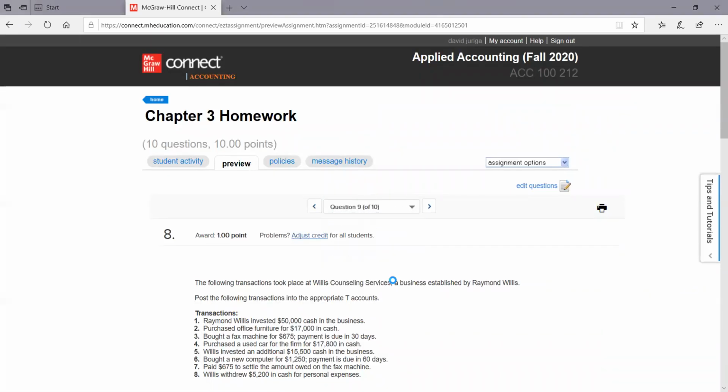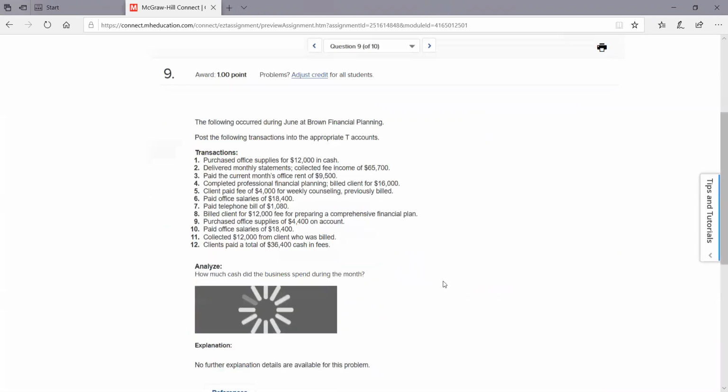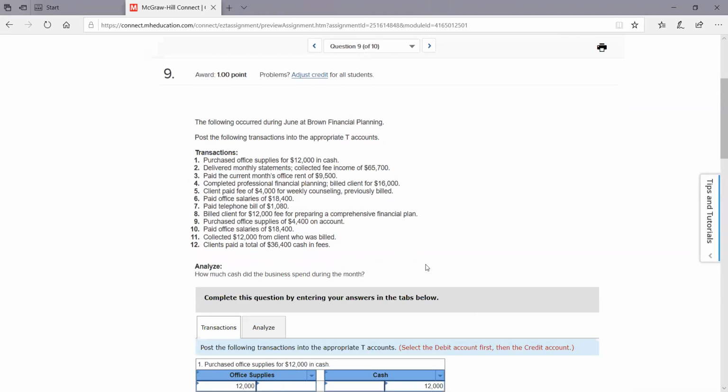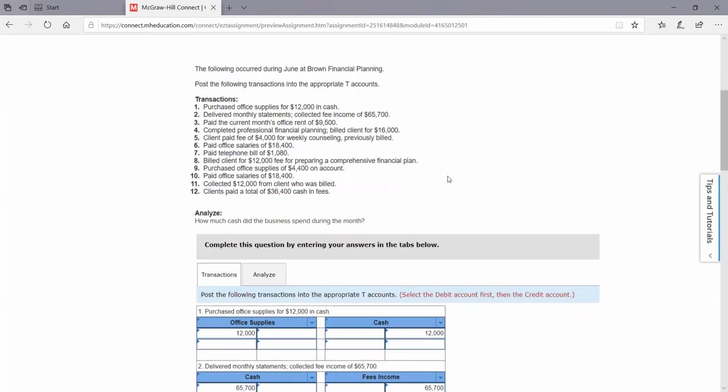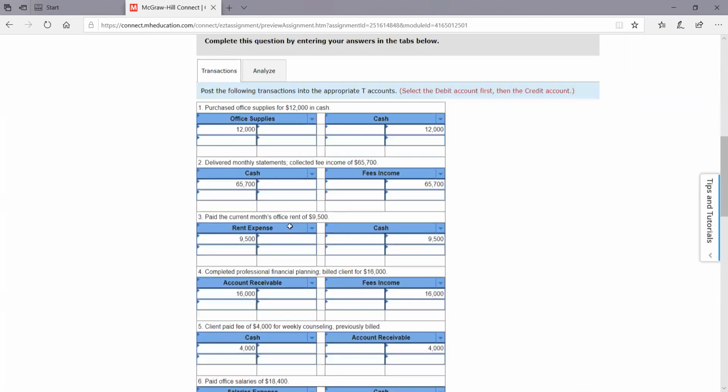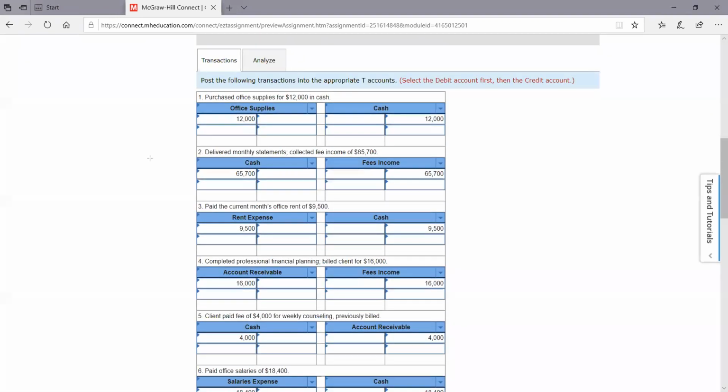2 more to go. All right, on 9, again, more practice on your T account debits and credits. And again, since they got these descriptions down below, I'm going to go right to the answer since it's easier to show it this way. So purchase office supplies for cash, so you increase debit office supplies, decrease or credit cash.